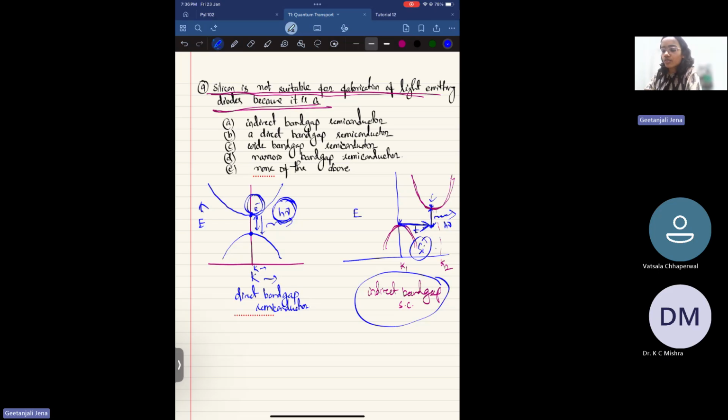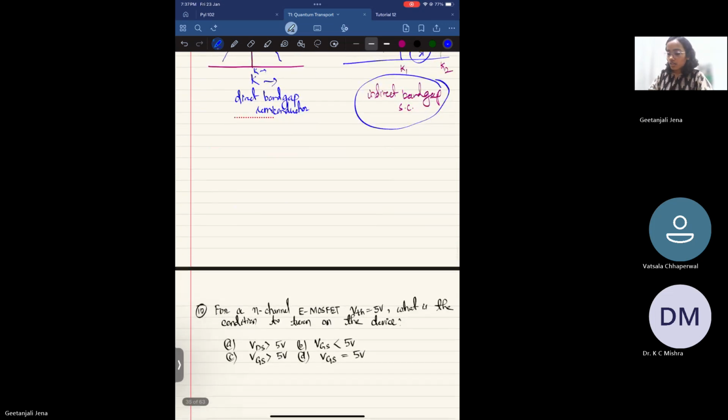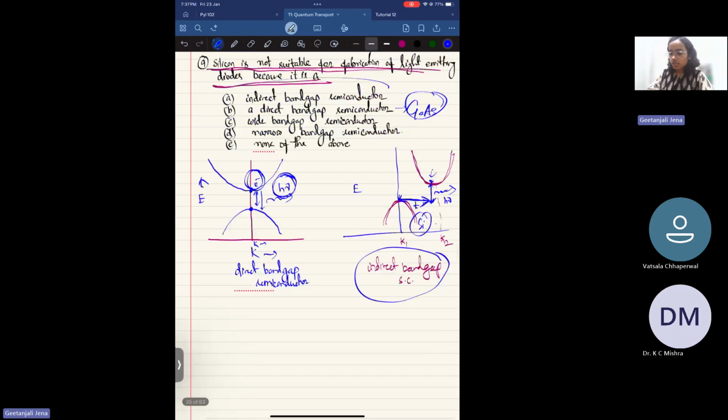And for direct, if you want to check what are the direct band gap semiconductors, gallium arsenide is one example of a direct band gap semiconductor. These are typically used for making the LEDs. Answer would be option A.